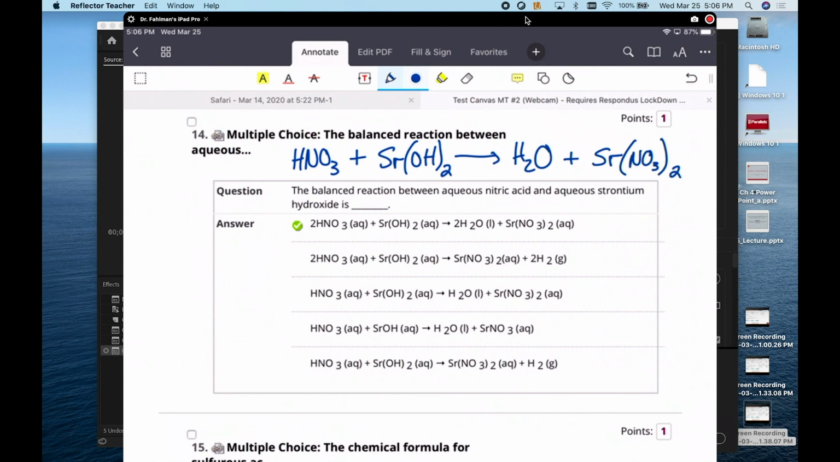And then you balance. So let's see, strontiums are good. Nitrates, though, we need a 2 there, and then a 2 here. So I think that's it. Yeah, 2 waters and that. So that one matches that.